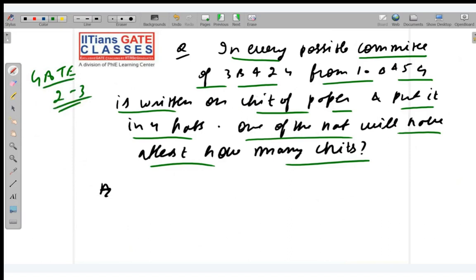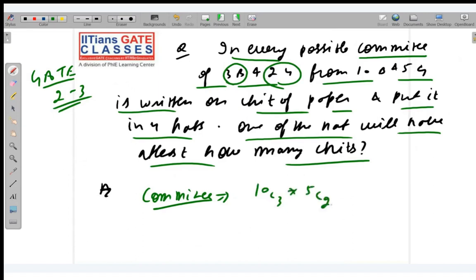So we have 10 boys and 5 girls, and we are making committees of 3 boys and 2 girls. First of all, make the committees. How many committees will be possible? From 10 you pick 3. Our work is not yet over because we have to pick girls also, so from 5 you pick 2. So 10C3 into 5C2 is the total number of committees.